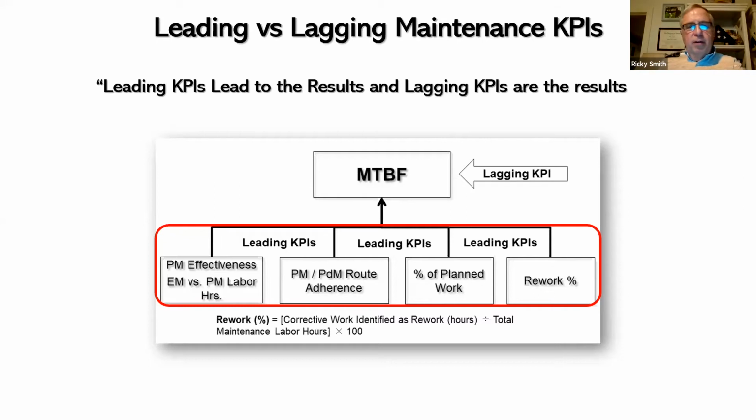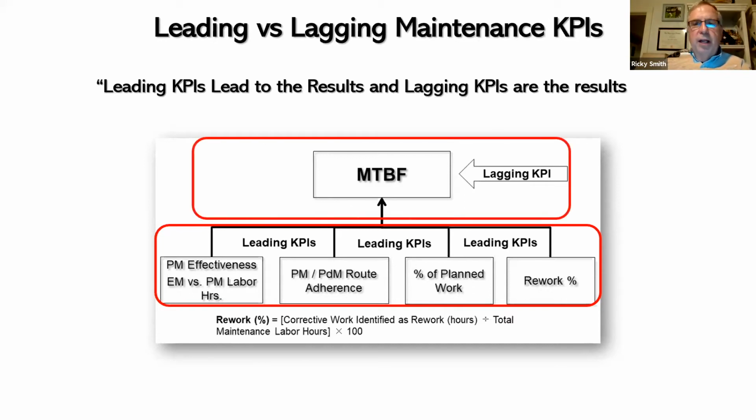If you look at this graphic I have here, you've got leading KPIs like PM effectiveness, which is emergency versus PM labor hours, PM and PdM compliance, route adherence or compliance, percent of planned work, and then rework percent. What percent of our work is rework? And then our lagging KPI here is MTBF.